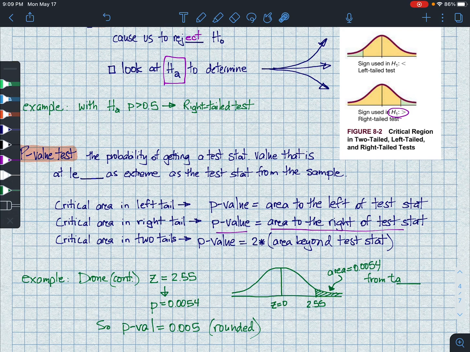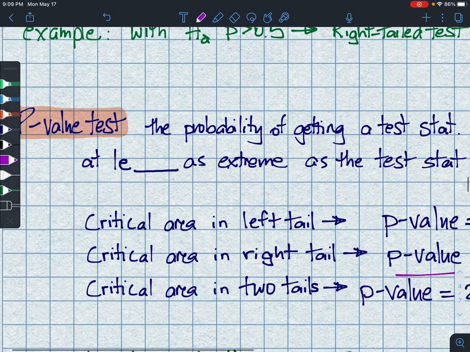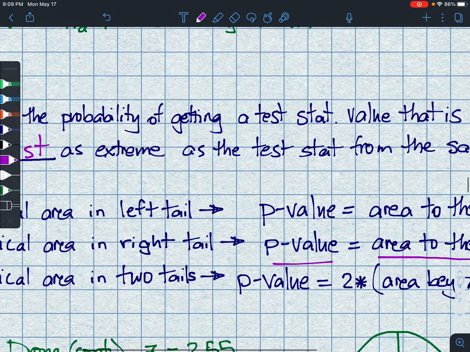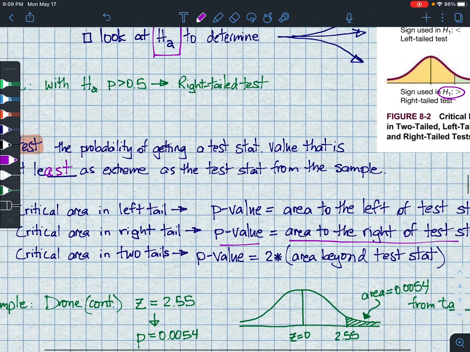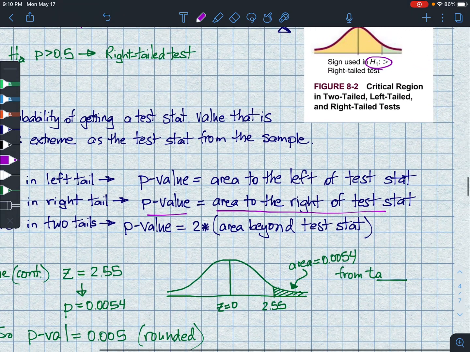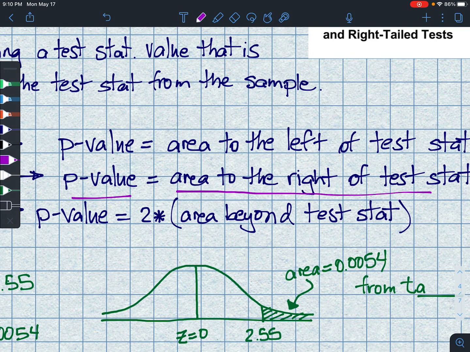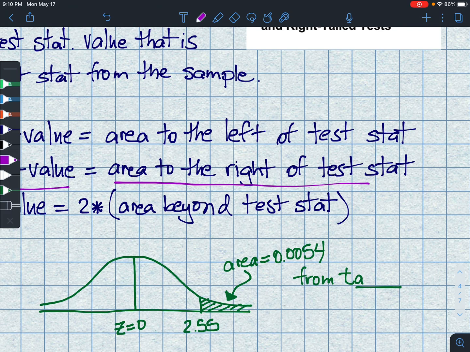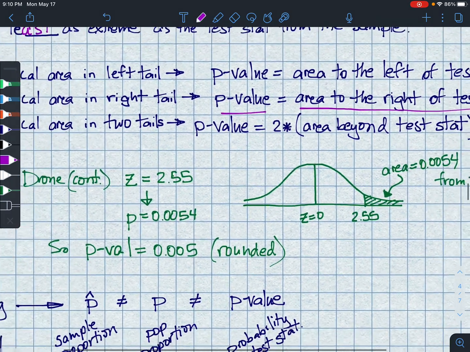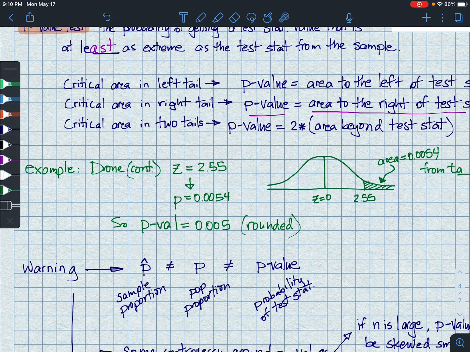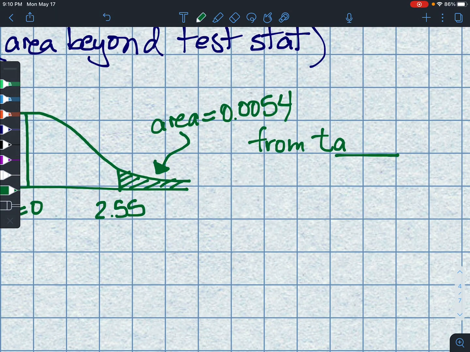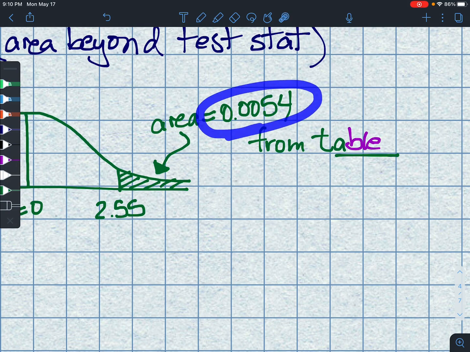The p-value test. Remember, there's two different tests you can do. For the p-value test, we want to find the probability of getting a test stat value that is at least as extreme as the test value from the sample. So the critical area is the right tail, and we will want to get a p-value that's equal to the area to the right of the test stat. So back to the drone, we've got a z-value of 2.55, and I looked that up on the table. That's the A2 table, and we get this 0.0054.